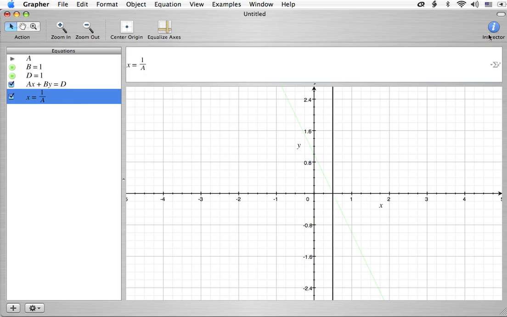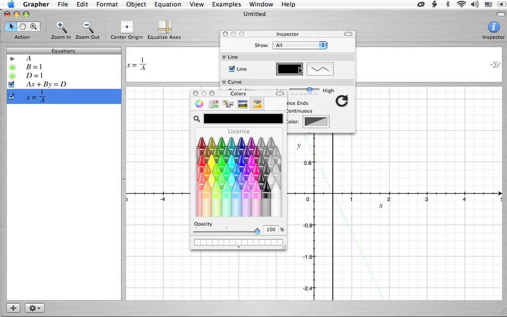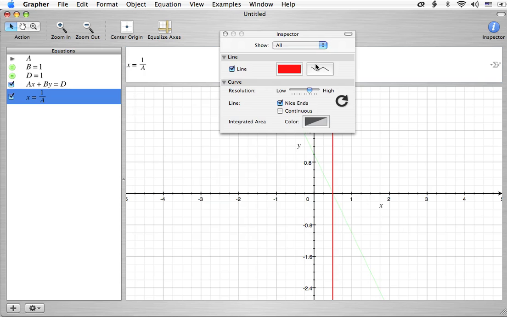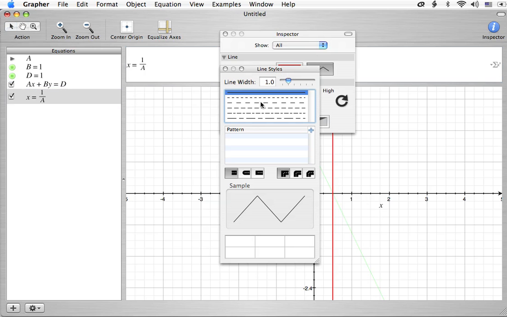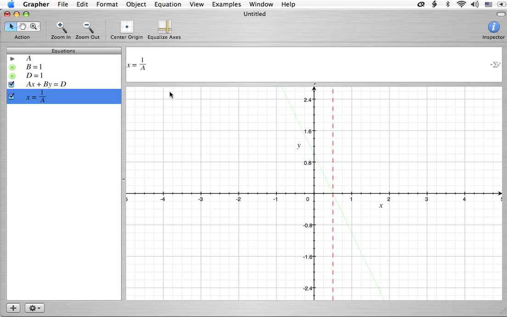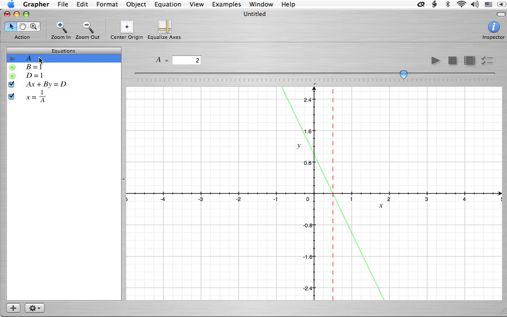And let me go ahead and just see if that's the case. I'm going to make this red and make it dashed. The dashed implies that this is not really part of the original line, but it's just something to help us sort of focus in on this particular point. Let's go back over to A now and play this and see what happens. See if we're right.